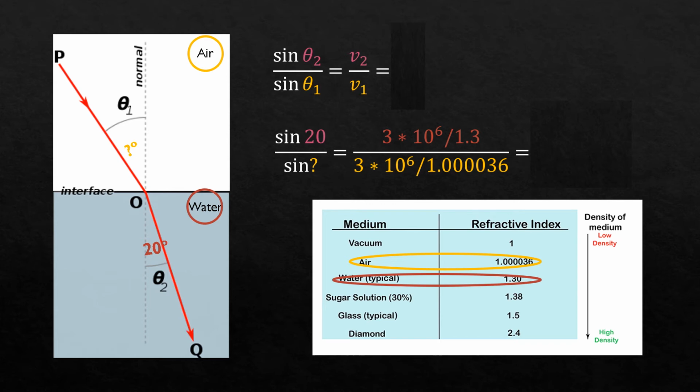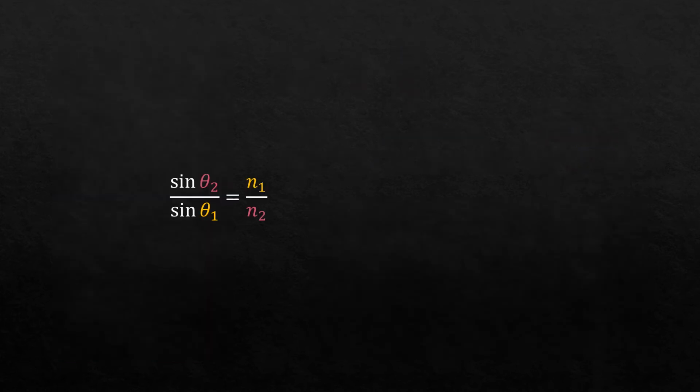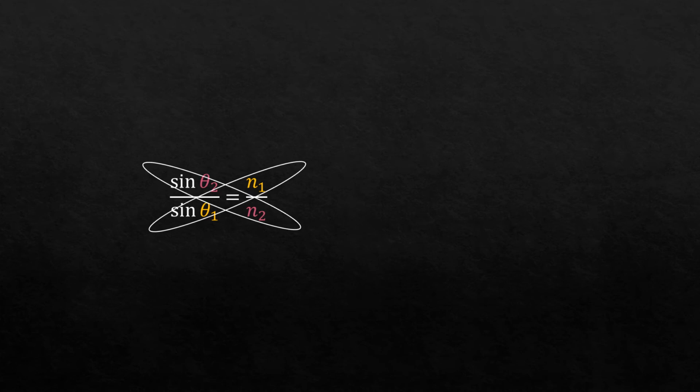The ratios we get here are the same as just taking the ratio of the reciprocal and the refractive index, which derives the most common form of Snell's law. By cross-multiplying the angles of refraction and the refractive indices, you are left with the equation on the right.